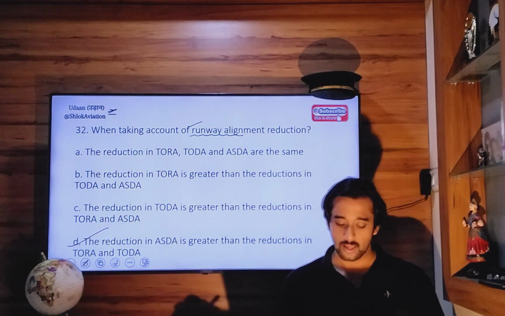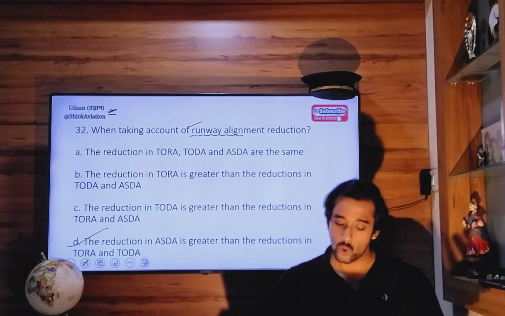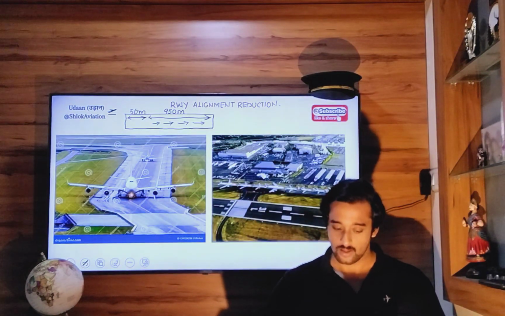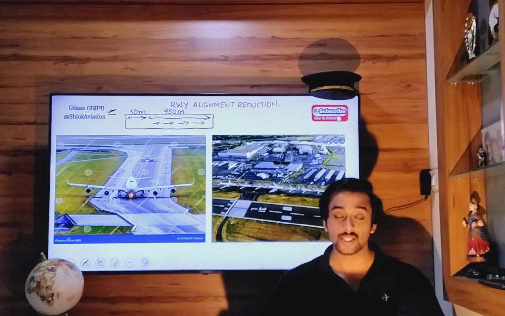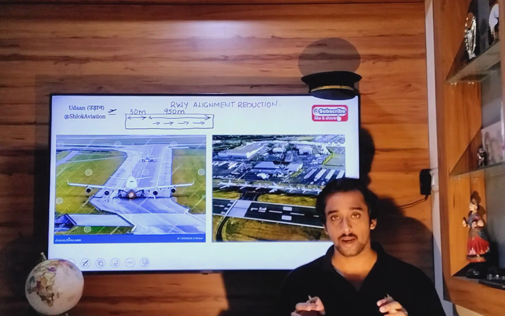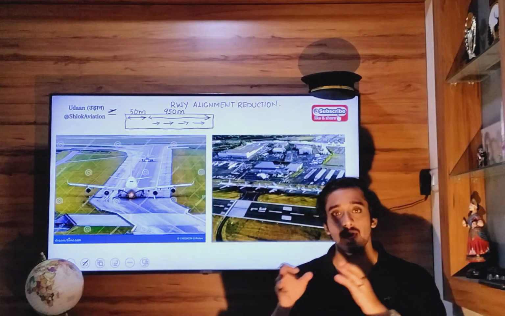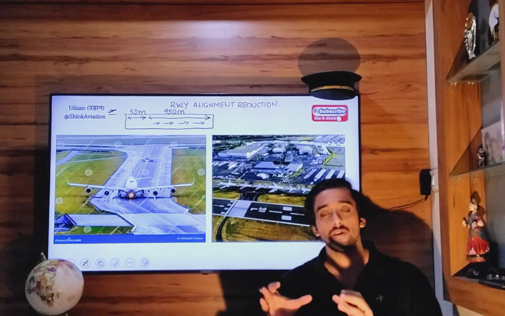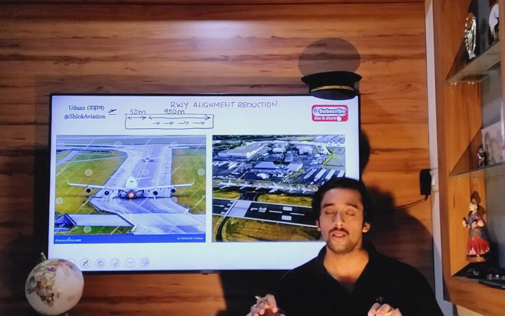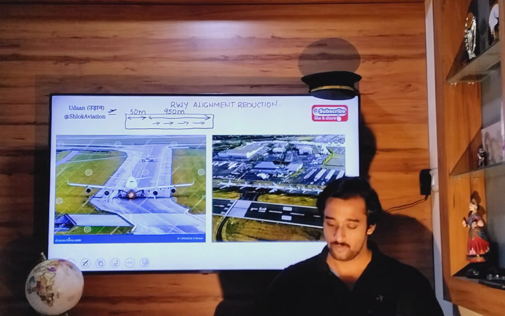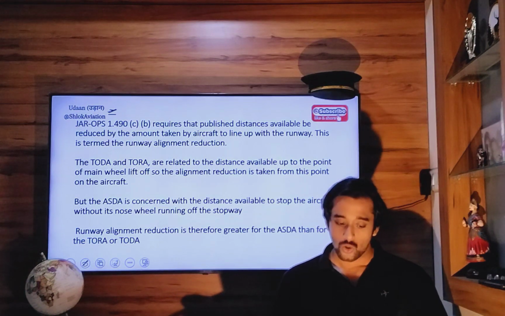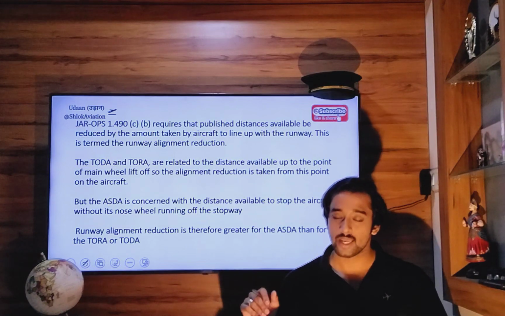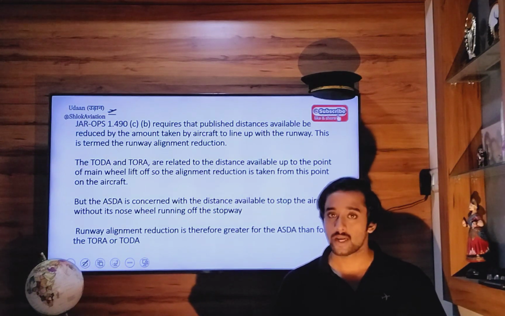Okay, so runway alignment reduction, the reduction in accelerate stop distance is greater than the reduction in takeoff run available or takeoff distance available. Okay, because for accelerate stop distance, we must stop that aircraft, the whole of that aircraft, including nose wheel and main wheels, in the stopway area. So we need some extra space or extra runway available or ground area to account for that nose wheel as well. So, rules require that published distances available be reduced by the amount taken by the aircraft to line up with the runway. This is termed runway alignment reduction.